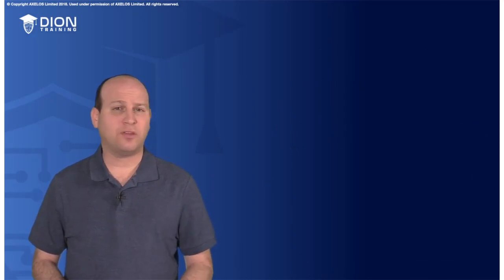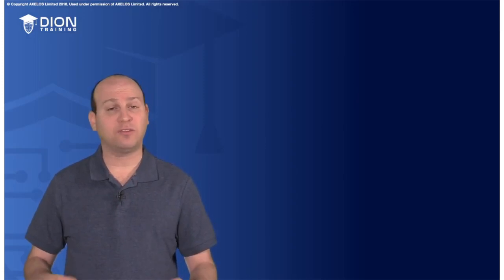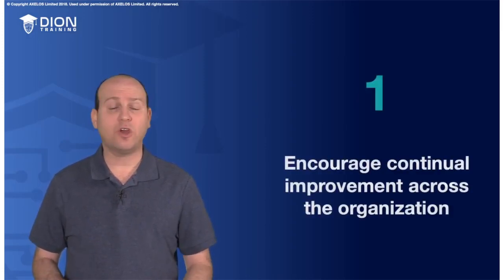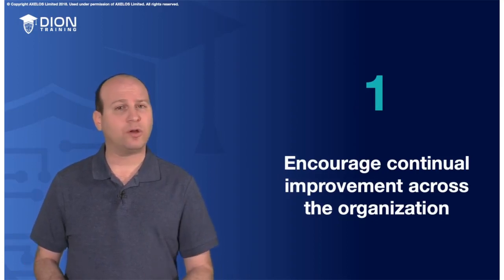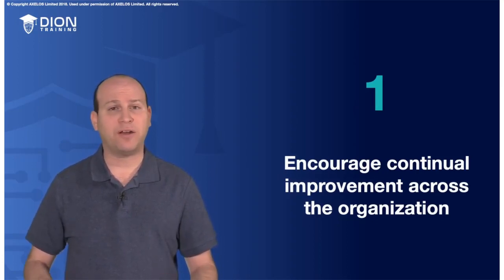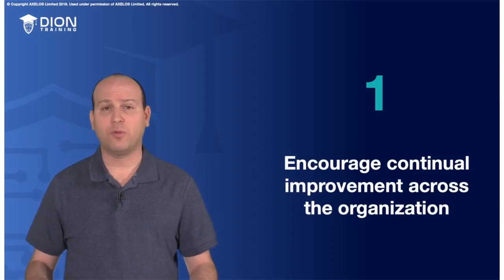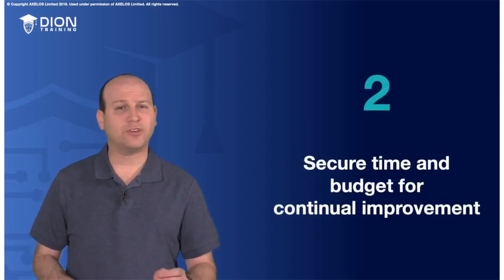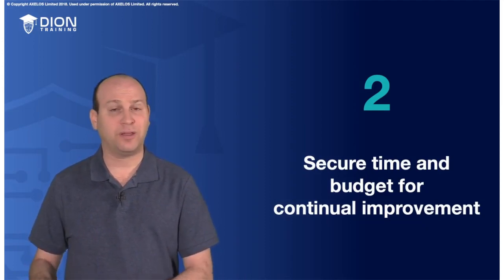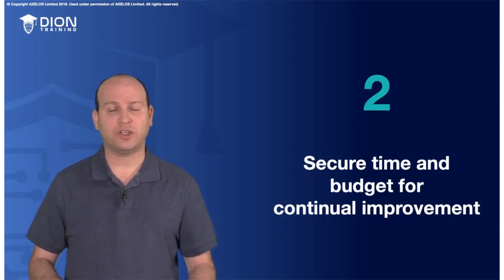Now, when we think about continual improvement, there's a couple of key things that it focuses on. First, we want to encourage continual improvement across the organization. We always want to be aiming for something bigger, better, faster, cheaper, or more efficient. The second key function of continual improvement is to secure time and budget for continual improvement. It's really easy in an organization to keep working on the same things day in and day out and not think about how to improve.